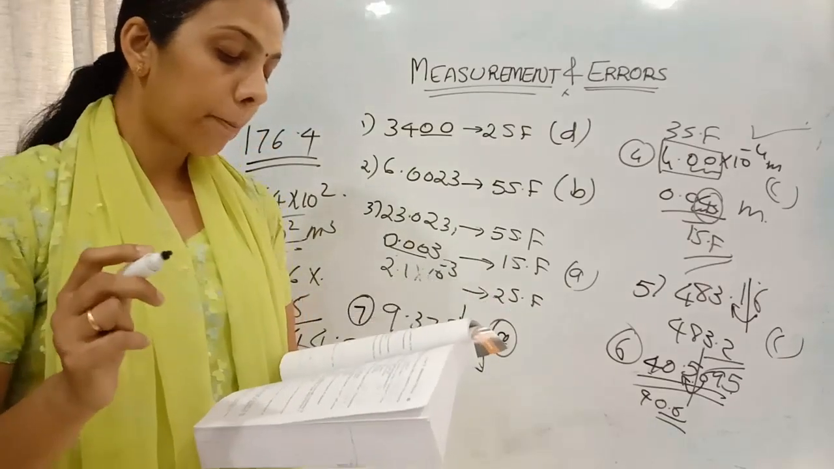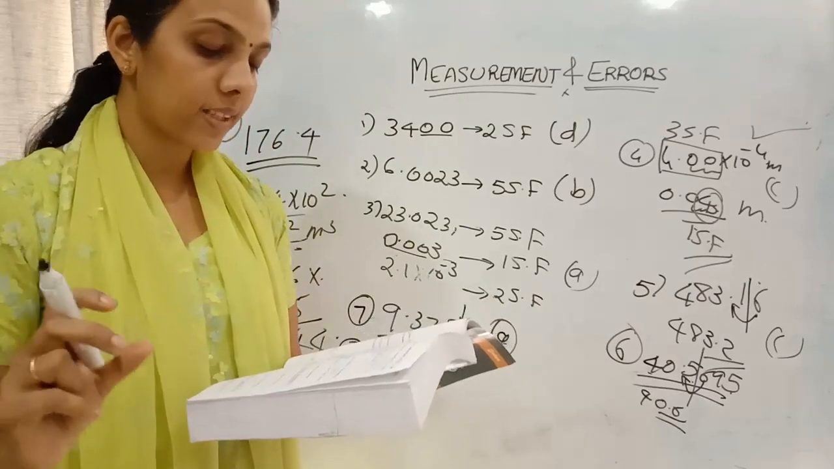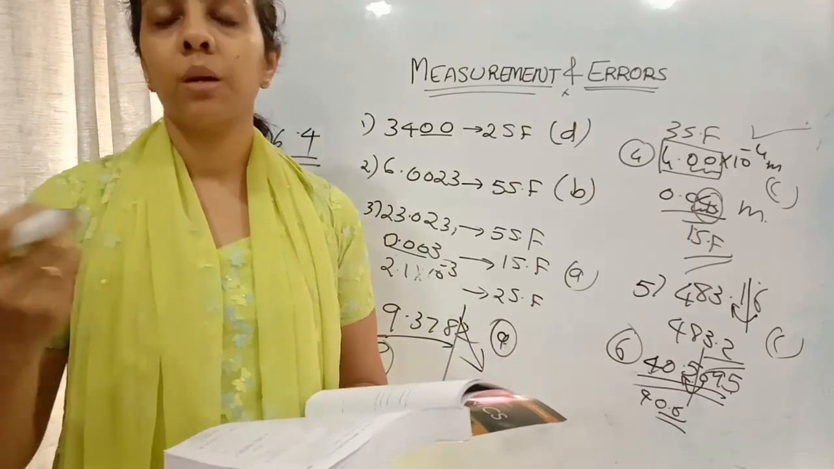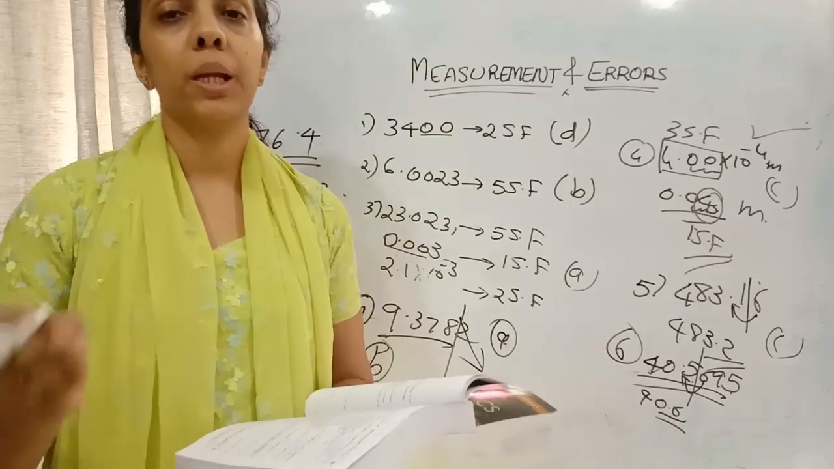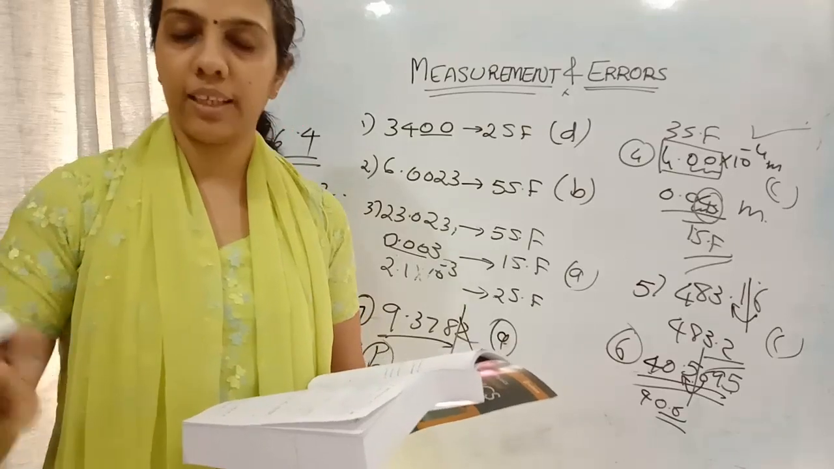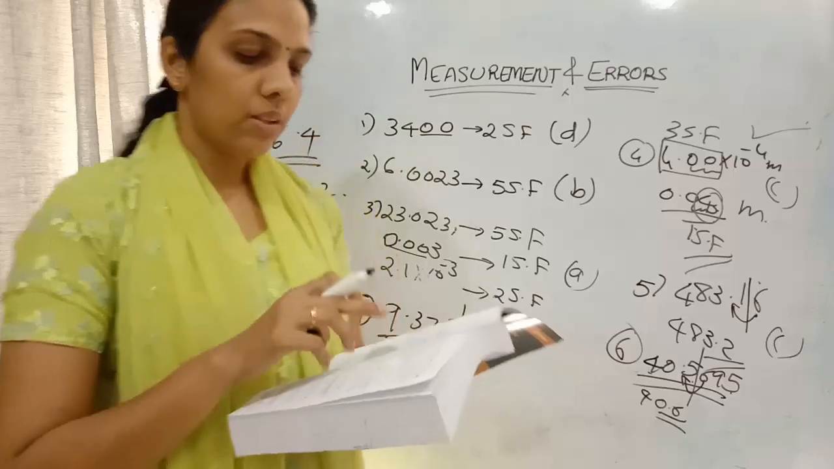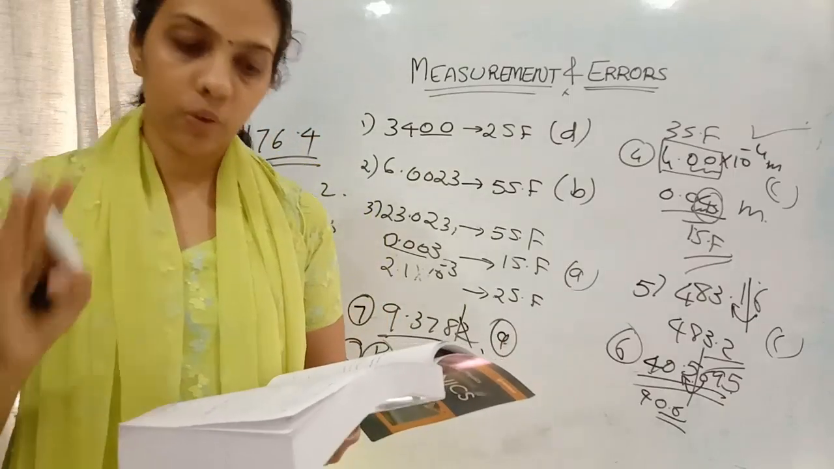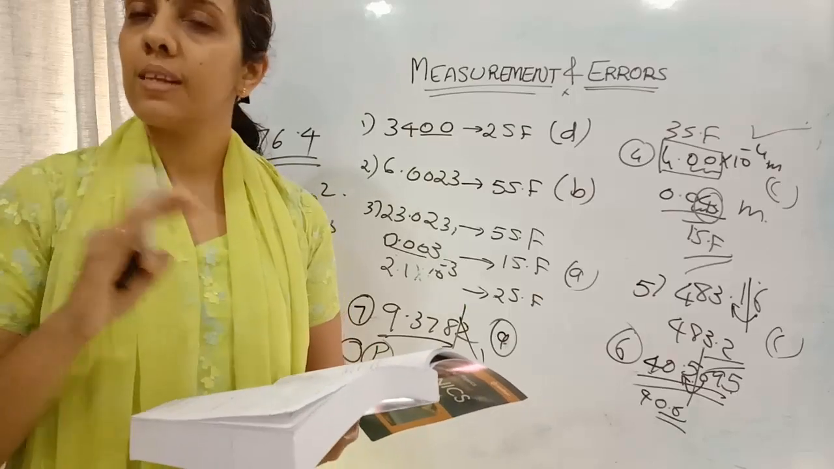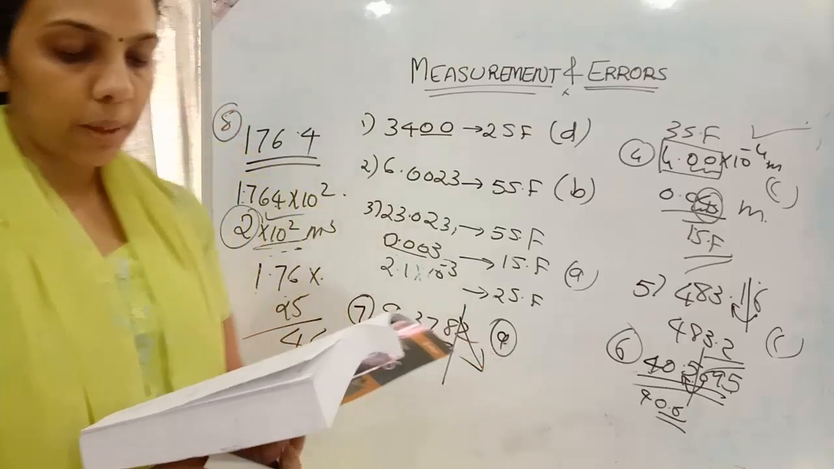Then the 10th one. A body of mass 3.513 kilogram is moving along x-axis with a speed of 5.00 meter per second. Find the momentum. Now you know to find the momentum, P equals mass into velocity. Mass is given as 3.513. Here we are just finding significant figures. 3.513 has 4 significant figures. 5.00 has 3 significant figures. Since it's a multiplication, we should consider 3 significant figures.